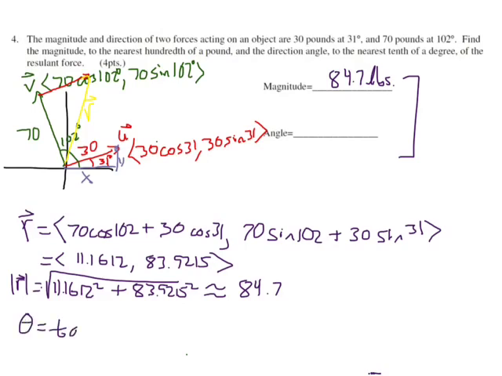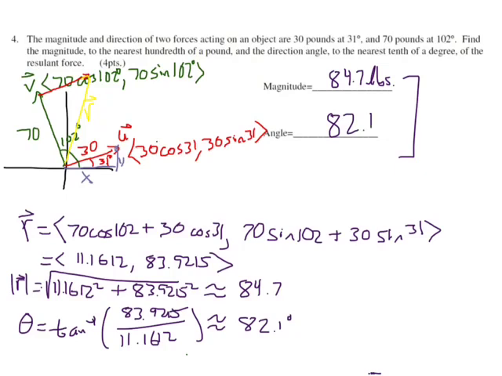And we have the inverse tangent of y over x, which would be 83.9215 all over 11.1612. And that gives us approximately 82.1 degrees. Alright, and there you have it.